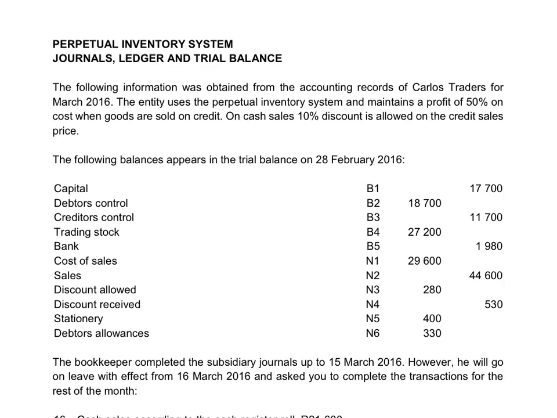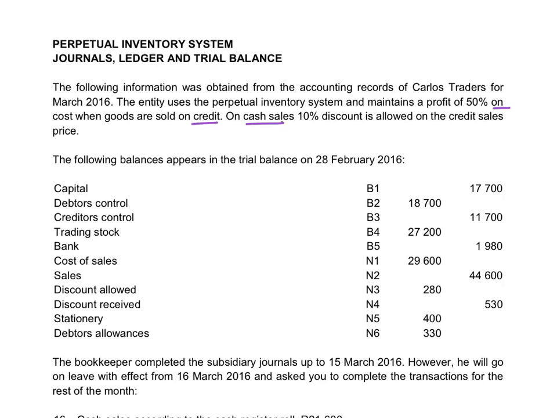The entity uses the perpetual inventory system and maintains a profit of 50% on cost price. If the profit is on cost price, then the cost price is 100%, profit 50%, and sales price 150%. They will make a profit of 50% on cost when goods are sold on credit.